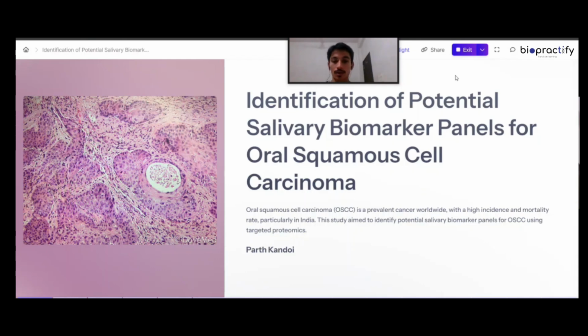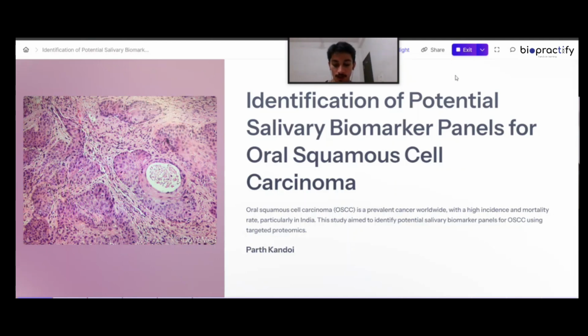So basically, what is OSCC for the reference? OSCC is generally a cancer which is caused by excessive smoking, alcohol consumption, and to a greater extent, chewing or keeping tobacco for a longer period of time in the mouth.